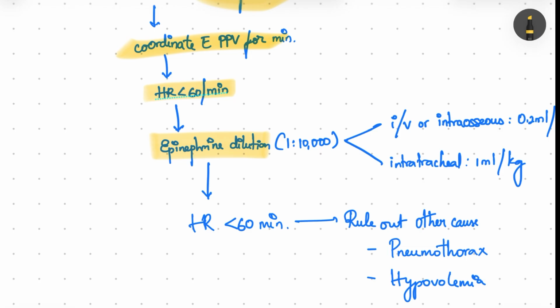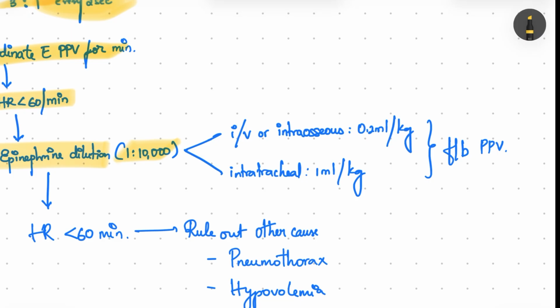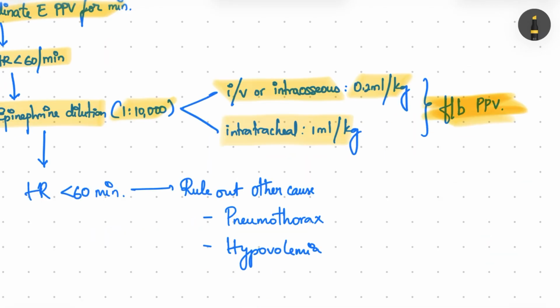Yes, the lifesaver drug epinephrine, in the dose of 1 in 10,000. We prefer routes like IV or intraosseous. Intraosseous anyway enters the systemic blood circulation through vessels present in the joints, like long bones. In IV and intraosseous, we give 0.2 ml per kg, followed by a flush of 1 ml of saline so that it goes rapidly. If you are giving intratracheal, it is 1 ml per kg, followed by positive pressure ventilation.